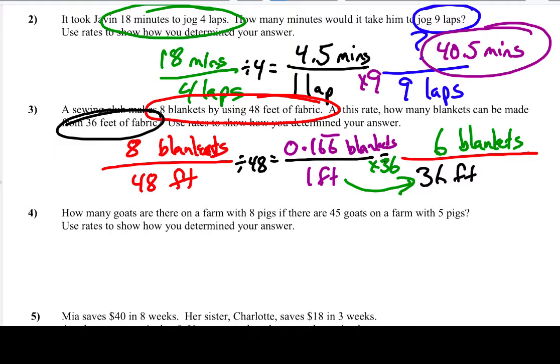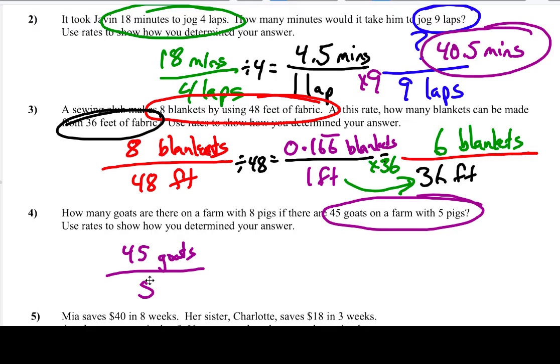Okay. Next one, number 4. How many goats are there on a farm with 8 pigs if there are 45 goats on a farm with 5 pigs? So we're kind of finding the ratio of pigs and goats. So always start with the rate. How much of one thing to how much of something else? So I have 45 goats over 5 pigs. That's our rate. We want to know how many for 8 pigs.